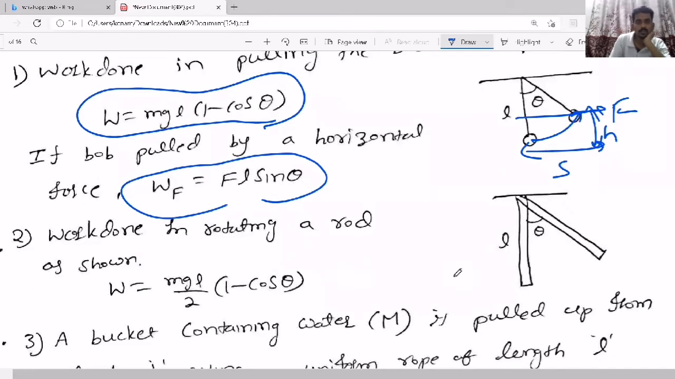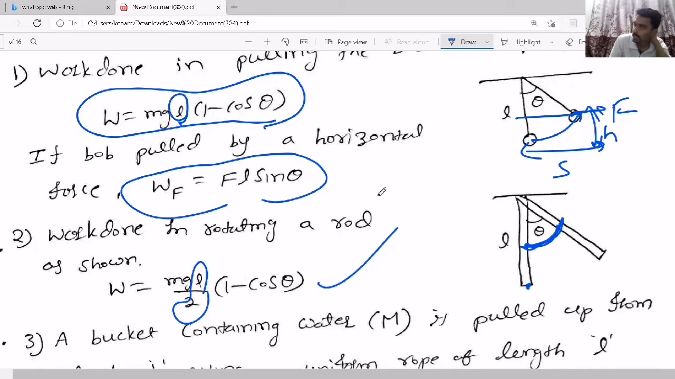Now, in a similar way, instead of a pendulum, if there is a rod and you shifted it, then you need to consider the increase in height of the center of mass, not the edge, because it is a continuous distribution. That's why here in the first case mgl came, here l by 2 came, and everything else remains the same.